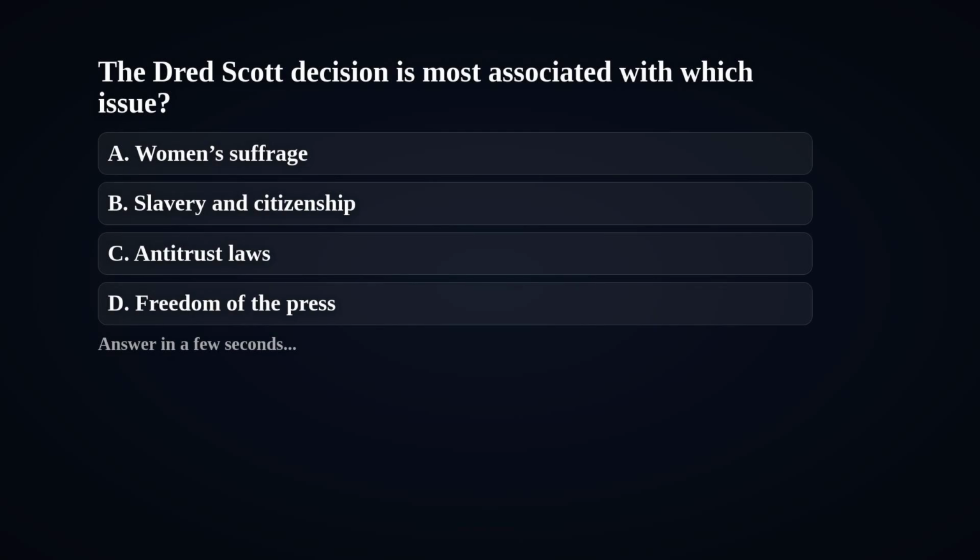Question 16. The Dred Scott decision is most associated with which issue? A. Women's suffrage. B. Slavery and citizenship. C. Antitrust laws. D. Freedom of the press.